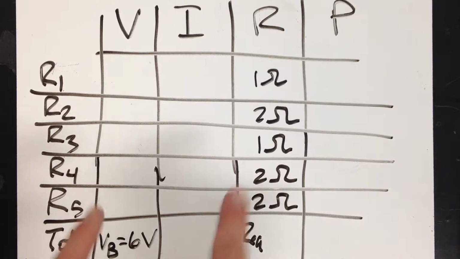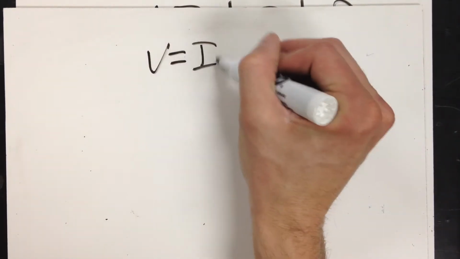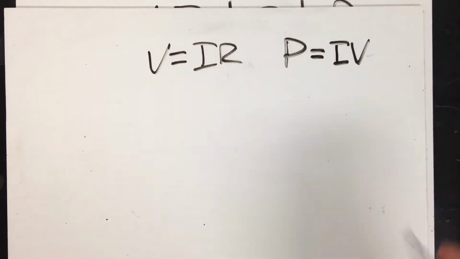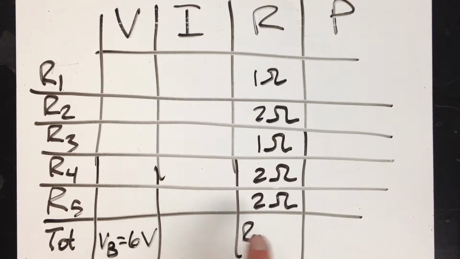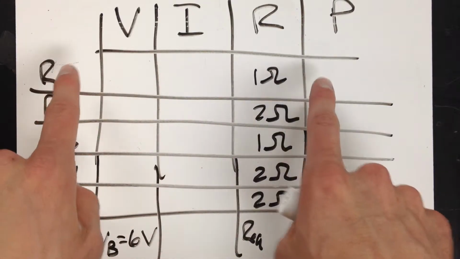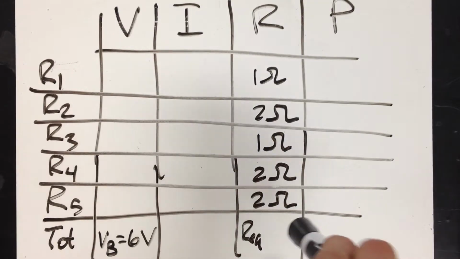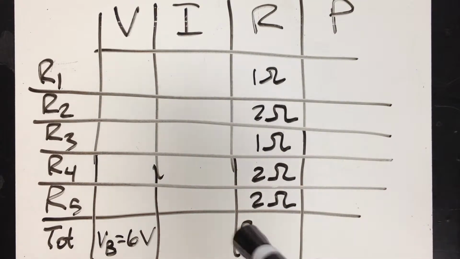Now, to go about this, we're going to be employing Ohm's law, V equals IR, and then power is P equals IV, current times voltage. So if I know 2 things in a single row, I can figure out everything else in that single row. So I know voltage. If I knew the total resistance, I could figure out the current coming out of the battery. Now, what I'm going to do next is figure out the total resistance in the circuit.